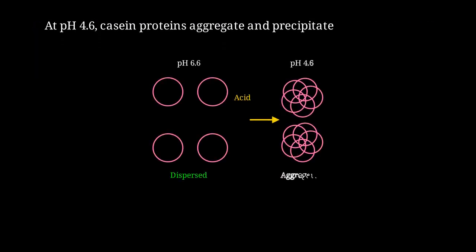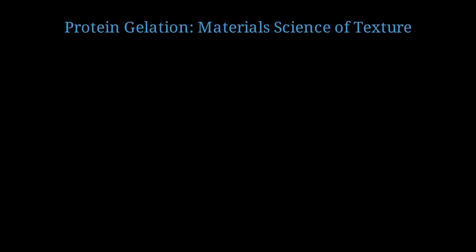On the left, at pH 6.6, casein micelles are dispersed and stable. As acid is produced and pH drops to 4.6, shown on the right, the micelles aggregate into a gel network. This aggregation isn't random. It forms a three-dimensional gel network. This is where materials science comes in.